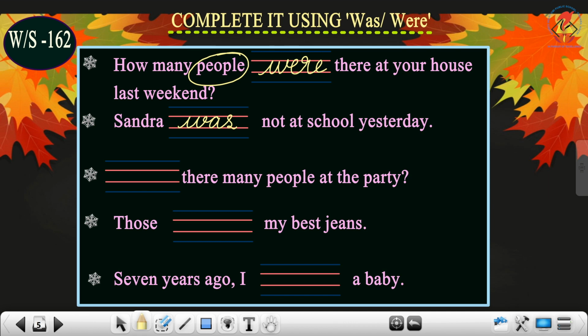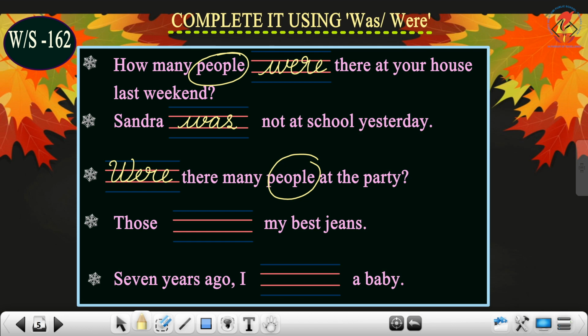The next one, dash there many people at the party. What is the question? Dash there many people at the party. People or many people, which shows that the noun is in plural form. So what do you have to use? Yeah, it is were. Though it is in the beginning of a sentence, you must start with capital. So make sure that you write in capital. The first must be in capital and choose were. Were there many people at the party.